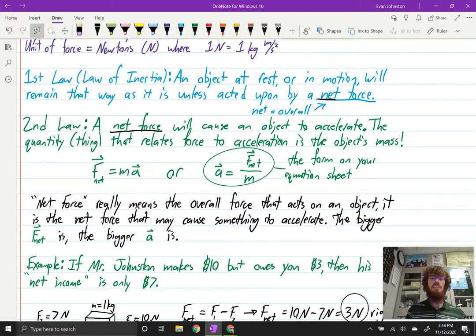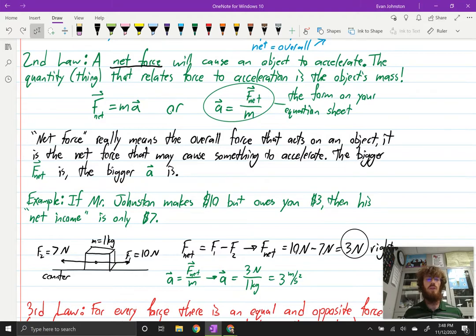So again, a net force is like that overall force. Okay, and it's the net force that causes something to accelerate. The bigger the net force, the bigger the acceleration will be, as long as the mass stays the same. So to break things down, just to give 2 little analogies here.